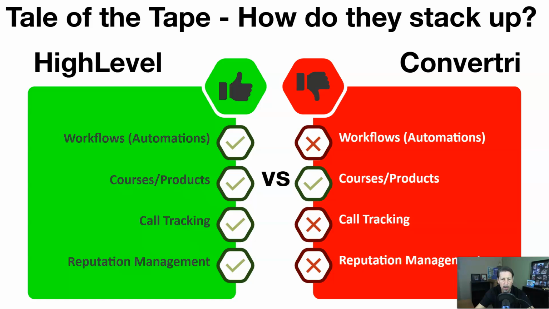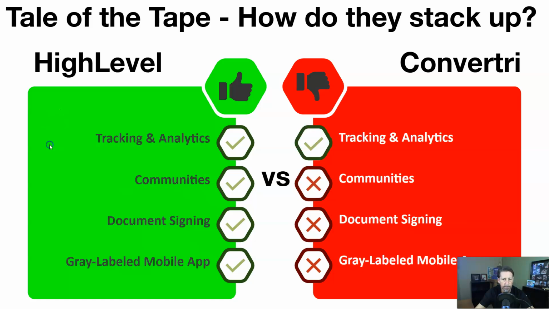Courses and products are available inside of their membership area to some extent inside of Convertri, but overall it probably does not add up to the sophistication and functionality of what HighLevel has to offer when it comes to memberships, courses, and products. Call tracking inside of HighLevel, no call tracking inside of Convertri. Reputation management inside of HighLevel, no reputation management inside of Convertri.